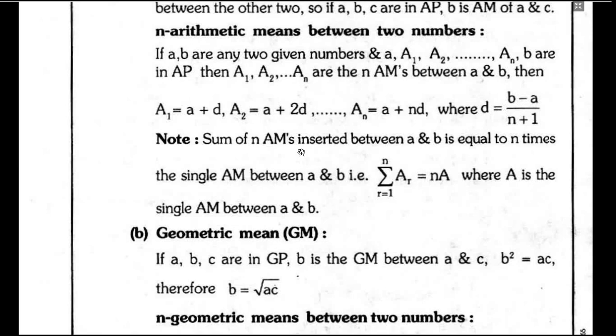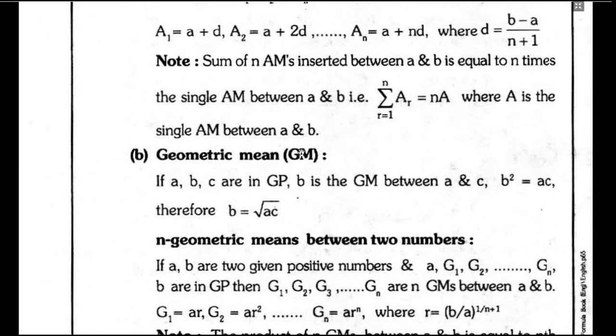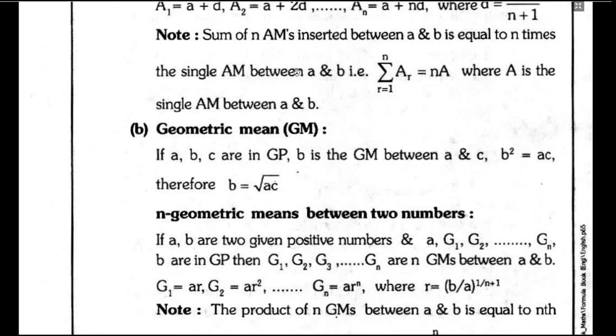So the common difference you can calculate by the nth term. The last term is B. The nth term equals A plus n minus 1 into D for an AP. Similarly, you can utilize it here: the last term is B, and in place of n you will write n plus 2, so B equals A plus n plus 2 minus 1 into D. So D you will get is B minus A upon n plus 1. The sum of n arithmetic means inserted between A and B is equal to n times the single arithmetic mean between A and B. Very important.